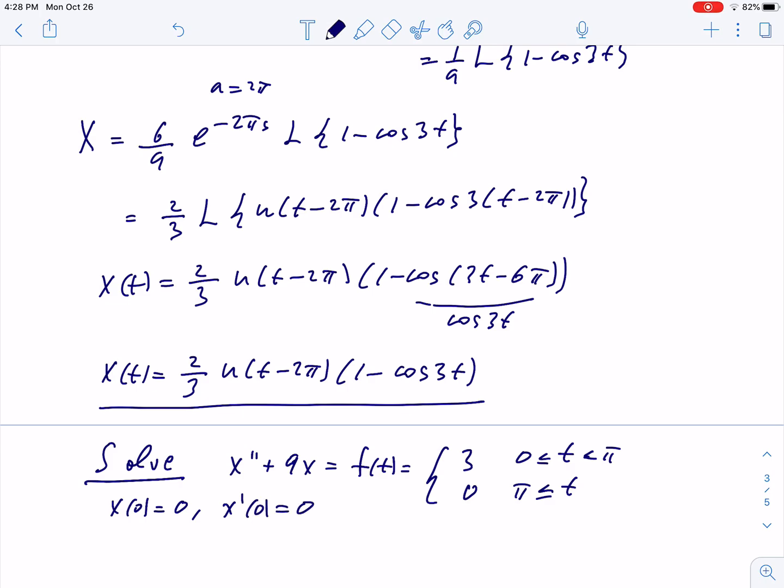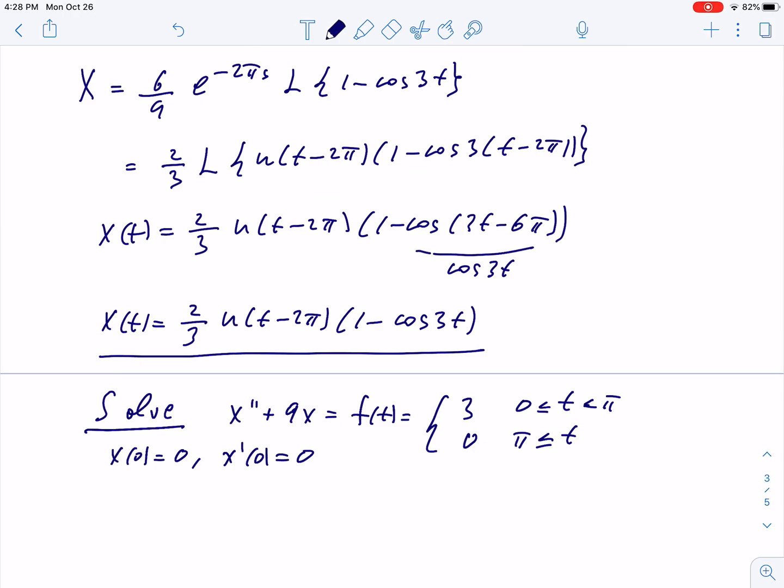Now, how to find the Laplace transform of the function f? Laplace of f. The function is 3 between 0 and pi, and then 0, so I can just go between 0 and pi, integrating 3 exponential minus st dt. And this integral is quite simple. 3 times exponential minus st over negative s, from 0 to pi.